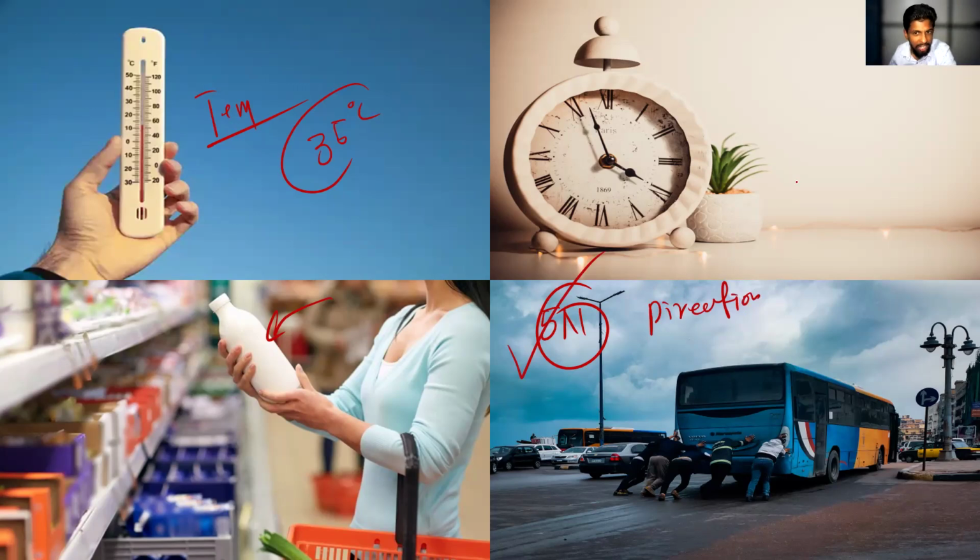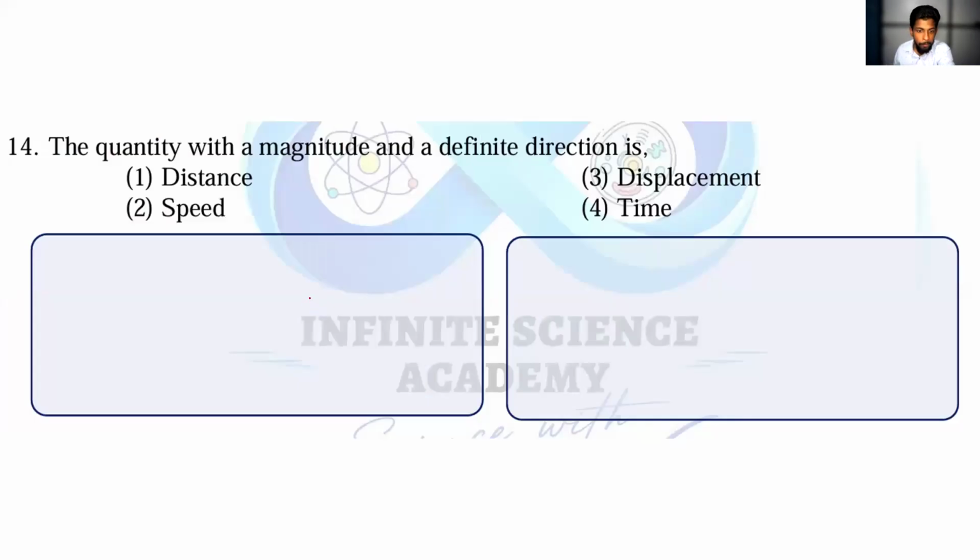So these kinds of quantities are called vector quantities. A vector quantity has two things: magnitude, which means the worth, the value, 5 Newton, 10 Newton, 15 Newton, and the direction. They have both of them, so they are considered vector quantities. Now we'll write some examples for the scalar quantity and for the vector quantity.